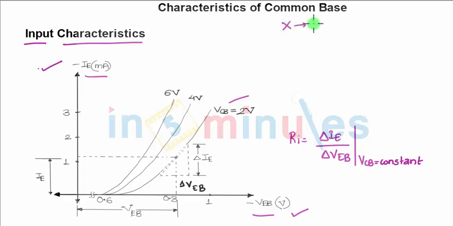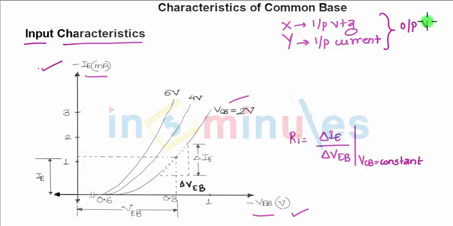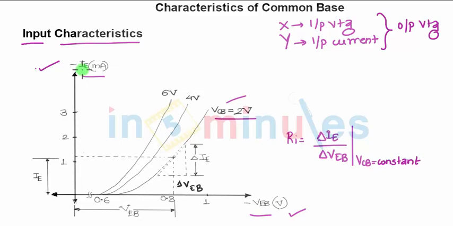On the x-axis you have input voltage, on the y-axis you have input current, and while measuring this, what we are keeping constant is output voltage. When you look at the graph, VCB is the output voltage, VEB is the input voltage, and IE is the input current. The sign just indicates that we need to write it as VBE, or we can write it as plus IE. Because of the direction, we are writing it as negative.